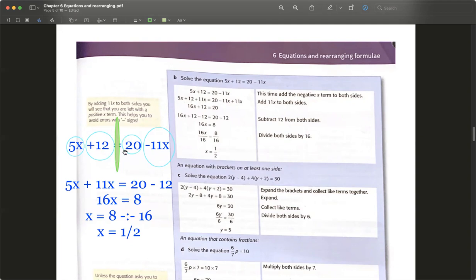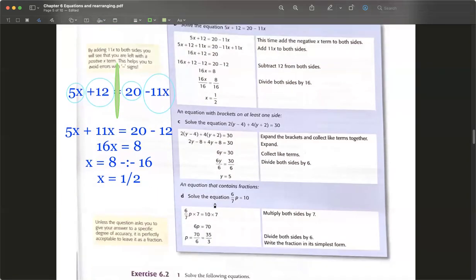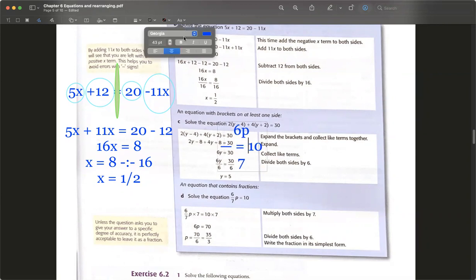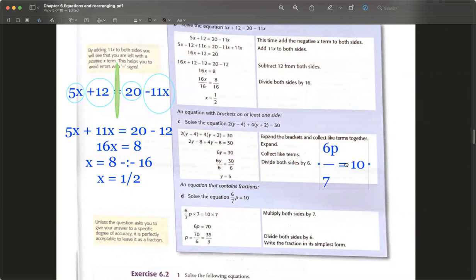You don't really need to do it here because this is what they normally do. But I would prefer this portal method: when a division moves over to the other side, it becomes a multiplication, and a multiplication becomes a division. Same thing here. What it means here is actually 6 times p divided by 7. So it's actually 6p over 7 is equals to 10. If you know this one here, you can make do with it.